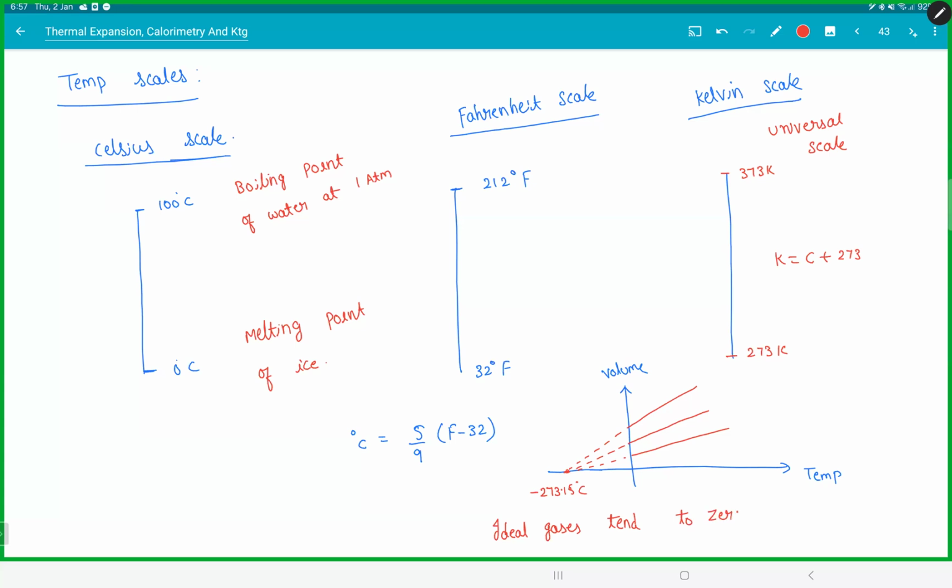Because no matter which planet you take, which gas you take, which temp, anything you take, the graph will look like this. Ideal gases tend to zero volume because you can't have anything less than zero volume. It doesn't make sense. At minus 273.15 Celsius. So people said, yeah, this is more fundamental, and that's why we take that minus 273.15 as 0 Kelvin. Clear with this? So out of the three scales, Kelvin scale is the more fundamental one. So all temperatures, everything, right? We measure in that.